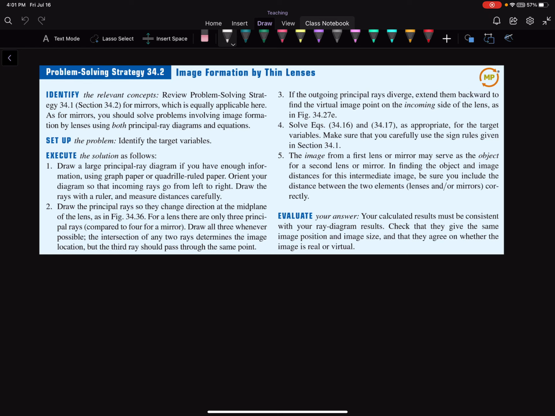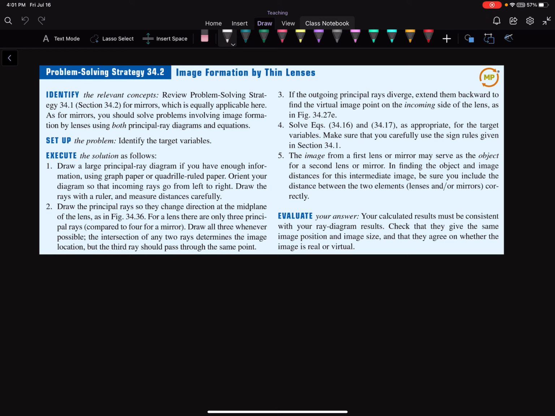They say draw the principal rays so that they change direction at the midplane of the lens, right? For thin lenses, you just ignore the fact that there's a left and a right and a distance between, so just that midplane. For a lens, there are only 3 principal rays compared to 4 for a mirror that we talked about before. So you're going to draw all 3 whenever possible, and the intersection of any 2 rays determines the image location, but the third ray should pass through the same point. So it's a good way to check.